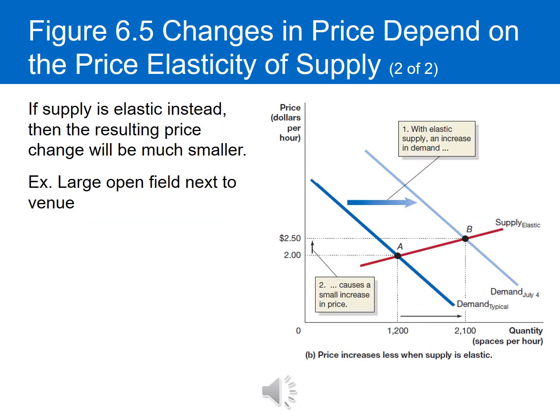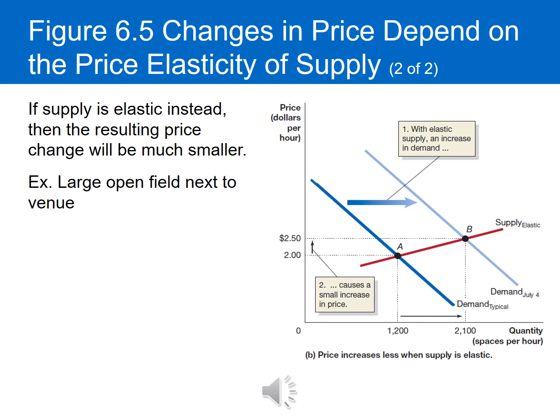Now let's look at what happens when the supply is more elastic. So let's say there's a large open field next to a venue. There's a sudden increase in demand on July 4th, but there's a giant field that's perfect for parking cars in. If that's the case, a large increase in demand that's accompanying the July 4th weekend will not cause price to increase by that much because it's easy for firms to offer more of the product, in this case, more parking.